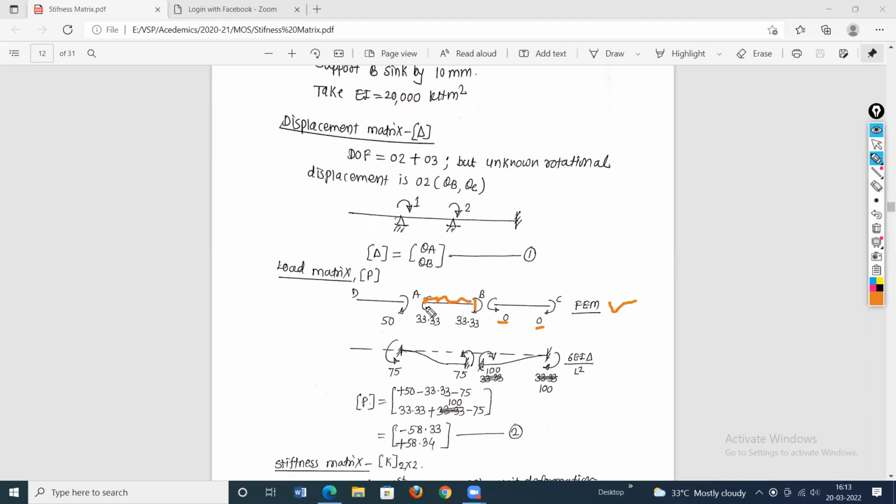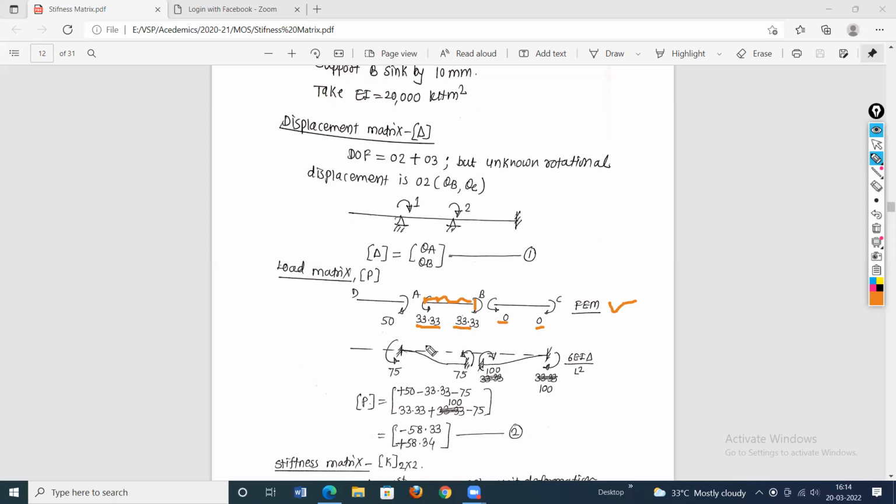In the AB portion, a fixed beam subjected to UDL, it will be WL square by 12. W value is known, span is known, so calculate the fixed moments. It will be hogging, anti-clockwise direction. This will be clockwise direction. Again, this will be WL square by 12.